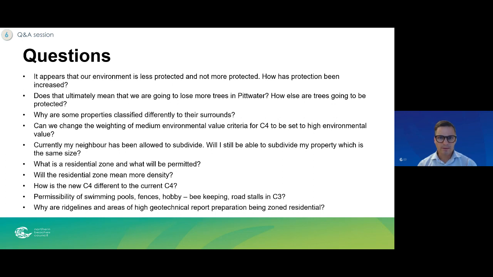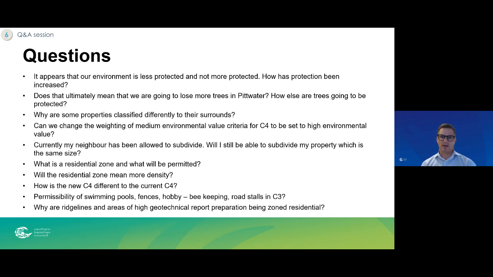Why are some properties classed differently to their surrounds? So the answer to that is, look, we've obviously done a really detailed analysis and mapping, and where properties are proposed to be zoned either C3 or C4, those properties have met either hazard or environmental criteria. Where properties are proposed to be zoned residential or rural, then they haven't met the thresholds for the criteria to be a C3 or a C4 zone.